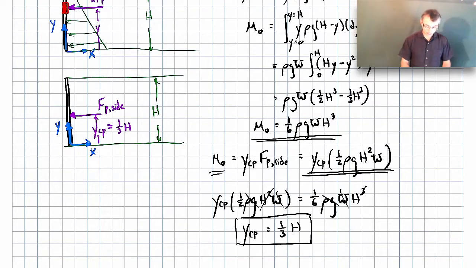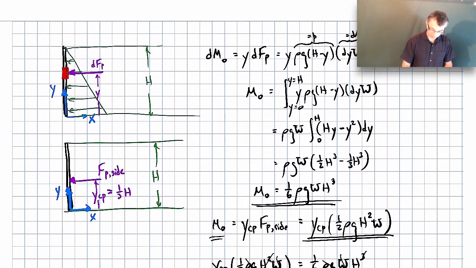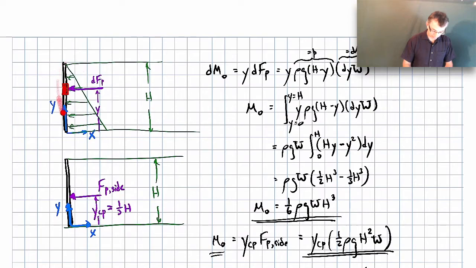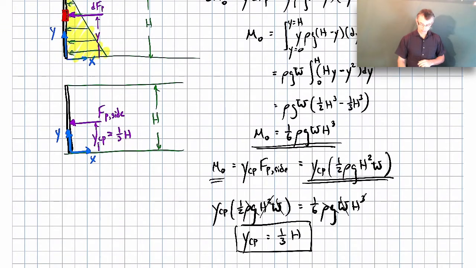And actually that corresponds to, if you go back up to our distributed pressure, where the center of area is for the triangle. So if you look at the triangle, the center of area of that will be 1/3 up from the bottom. So that's true in general. So that's how you would find where the center of pressure is.